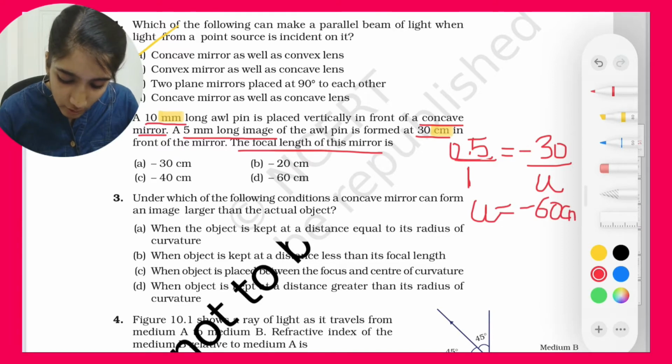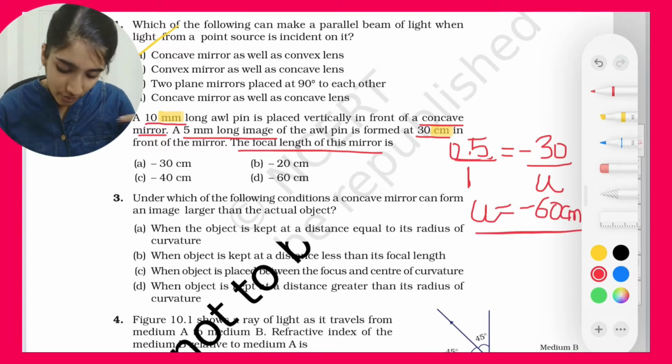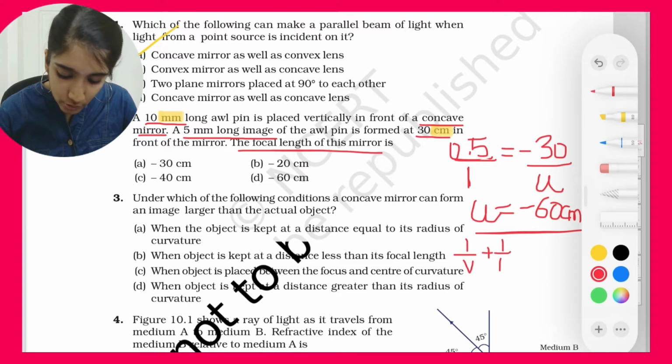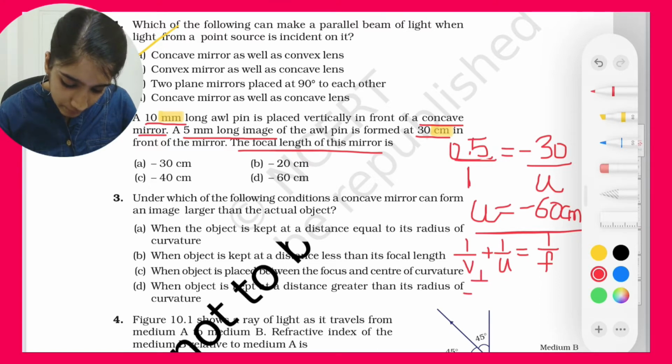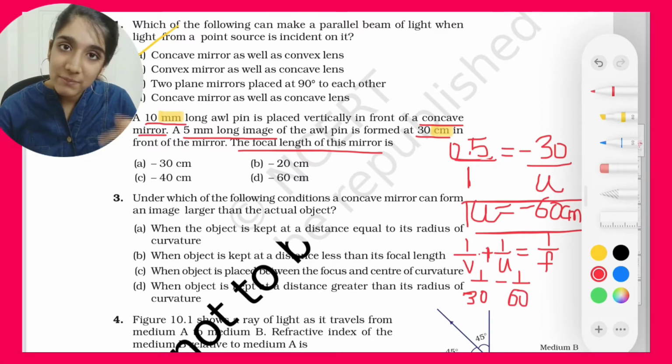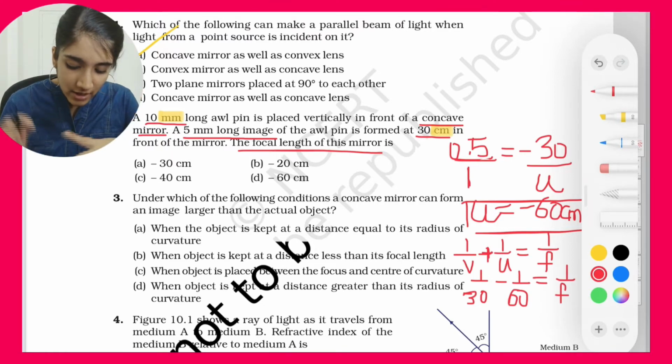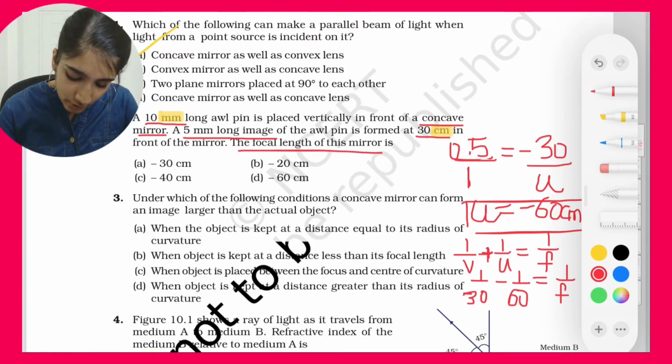Now let's substitute this in the mirror formula. What was the mirror formula? It was 1 by v plus 1 by u is equal to 1 by f. Now if we substitute the values in this, we will get 1 by 30 minus 1 by 60, because the u is in negative form, so plus into minus will be negative, is equal to 1 by f. Now if you simplify this, you will get f is equal to minus 20 centimeters.